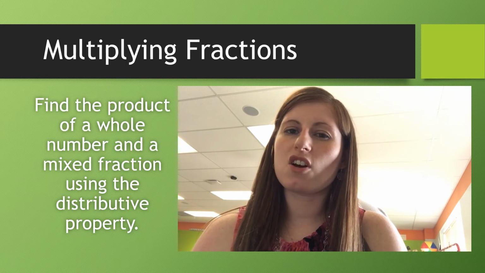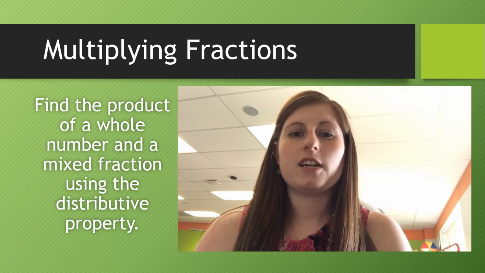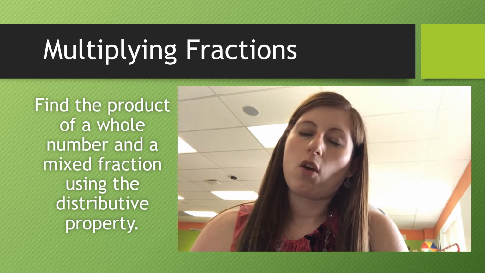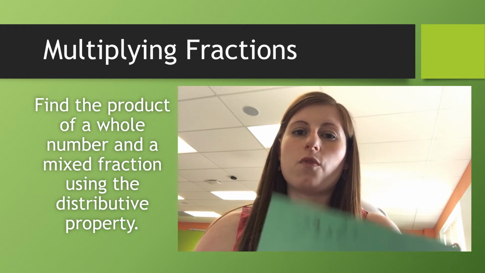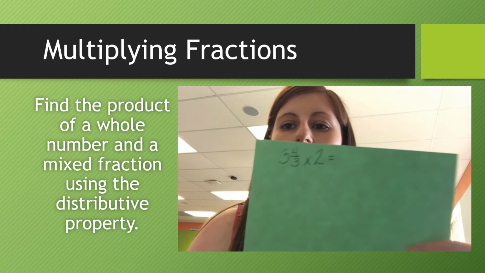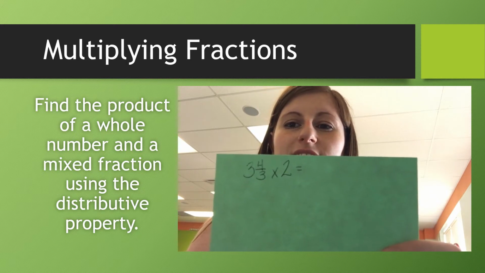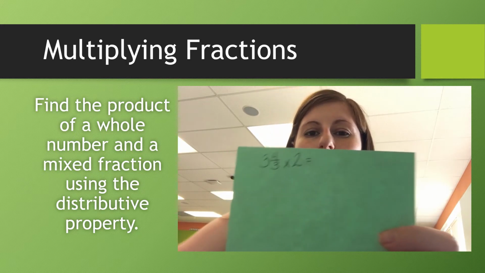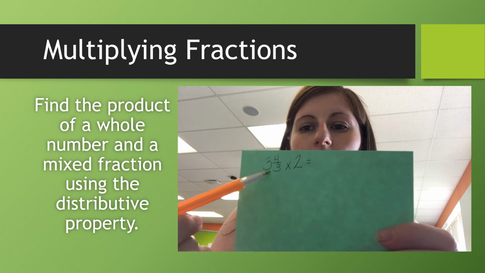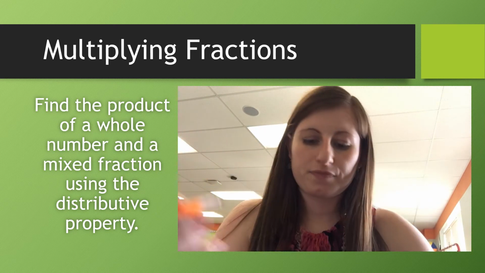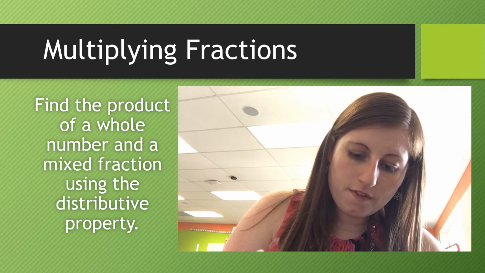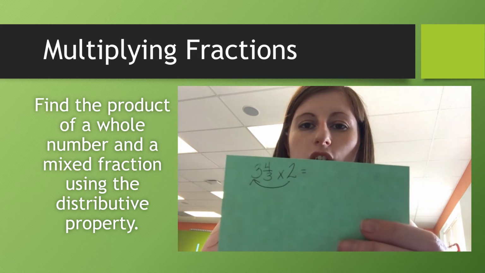The first thing that we need to know about the distributive property is that we'll be distributing a whole number to a mixed number in order to solve it. So for example, we have 3 and 4/3 times 2. And so what we're going to do is be distributing the whole number 2 to the 3. Okay, so we're going to do that first.